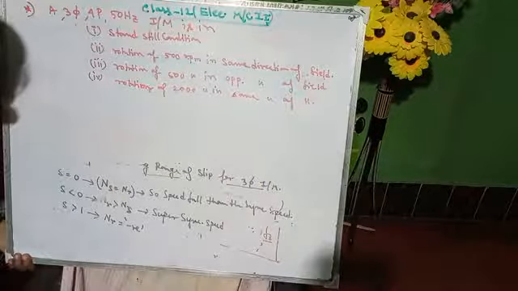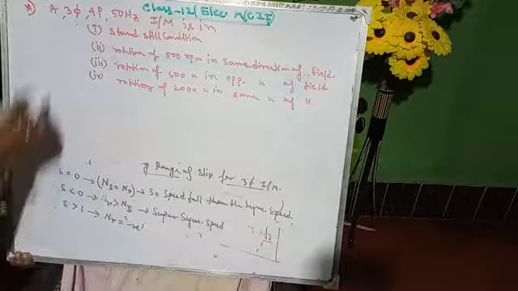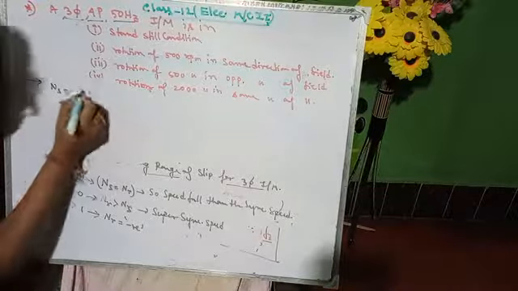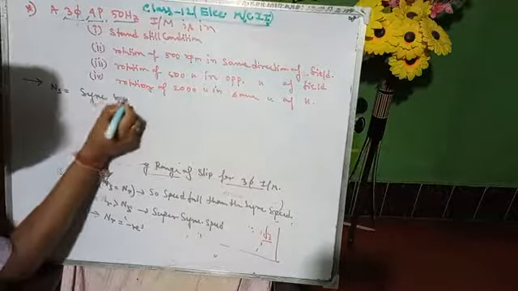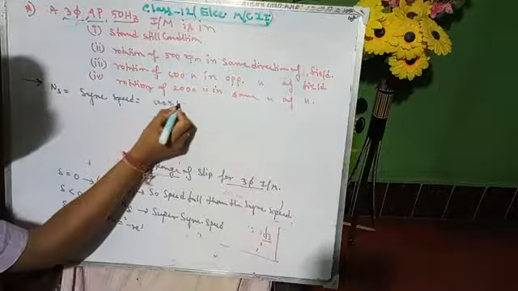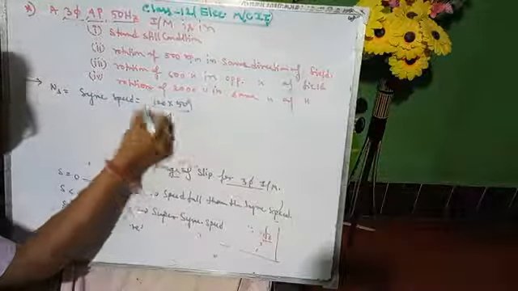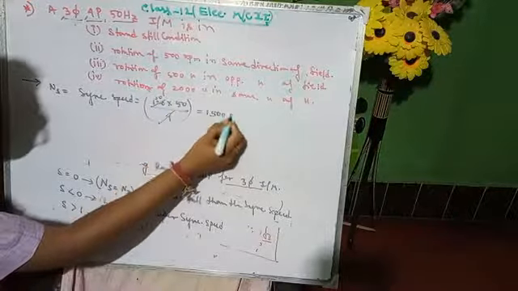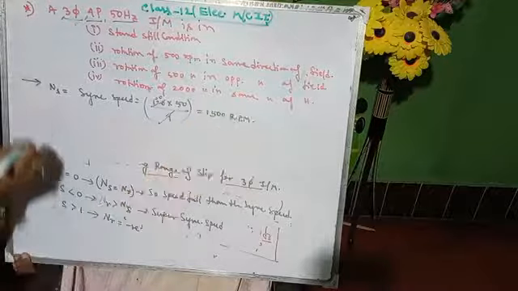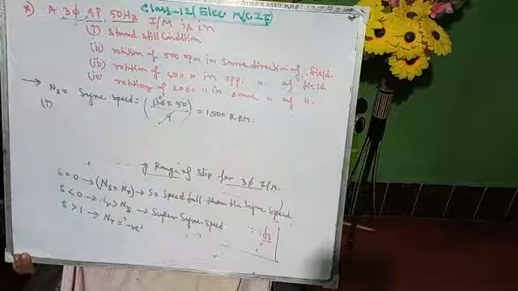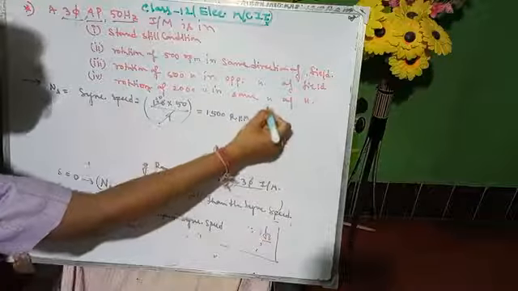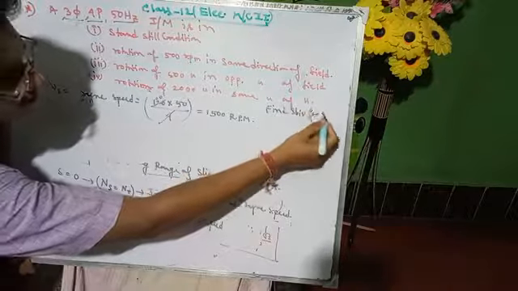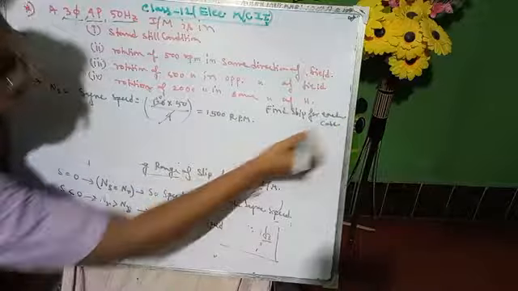It is a 3-phase 4-pole 50 Hz induction machine, right? So you first have to find ns, the synchronous speed. Synchronous speed equals 120 fs by p, which will be 1500 rpm. Now the question is: find slip for each case.